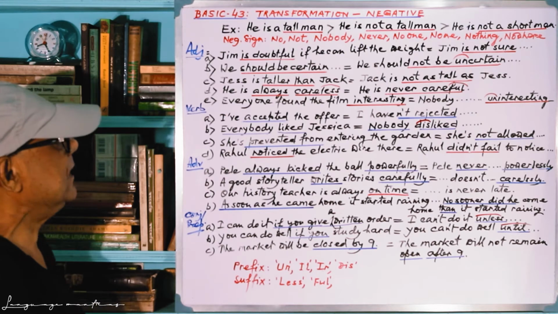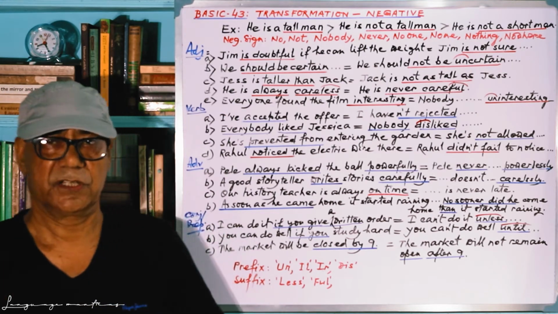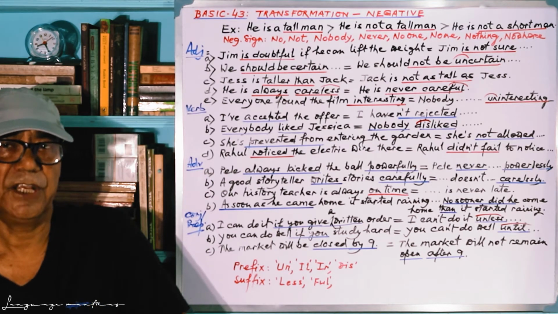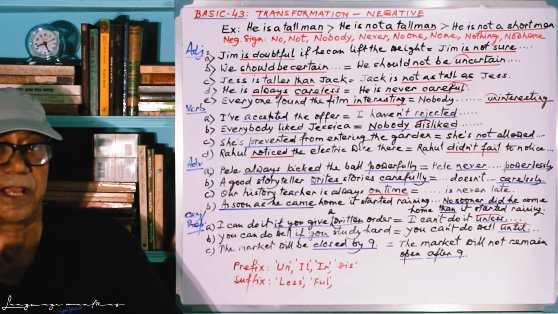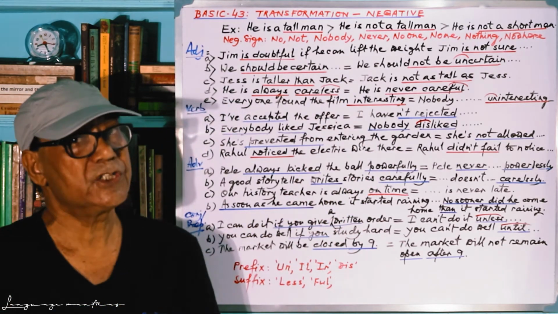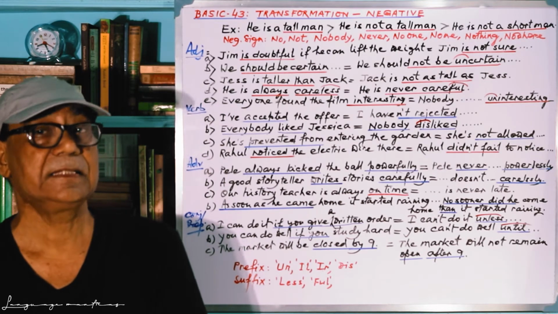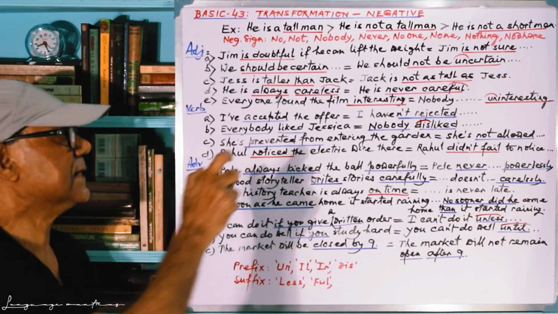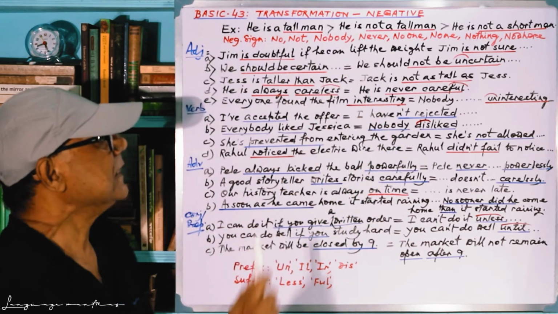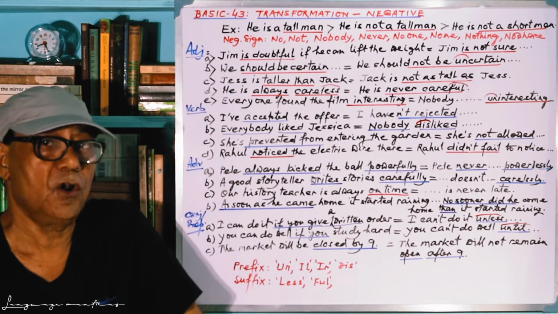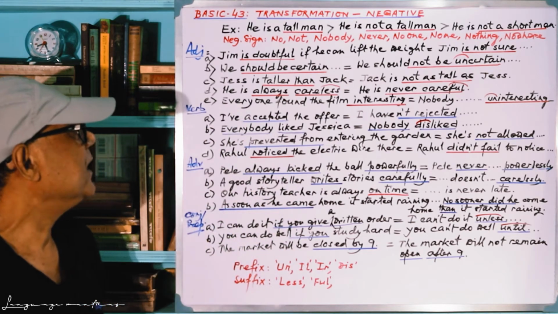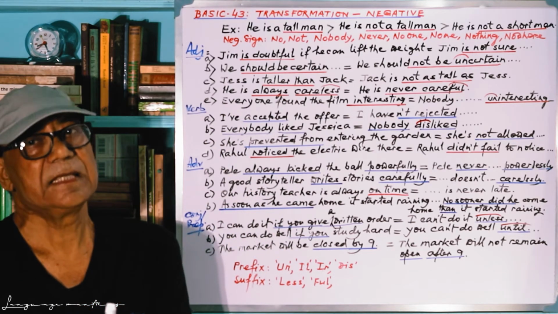Number 3, Jesse is taller than Jack. We have two options here. Jess is taller than Jack. Jess is not shorter than Jack. Or, from the point of view of Jack, Jack is not as tall as Jess. Remember these sentences. This is a little bit tricky, the second one. That means Jack is not as tall as Jess. And the first option, Jess is not shorter than Jack, is easier.